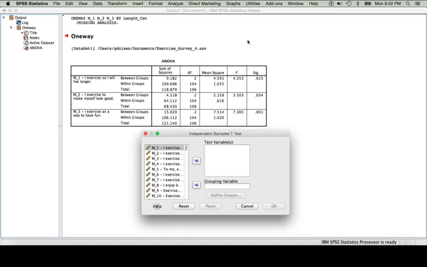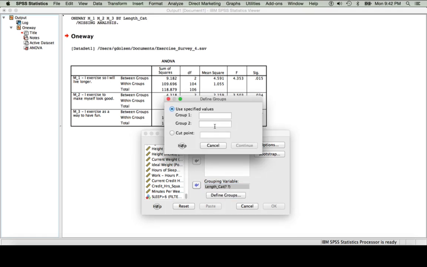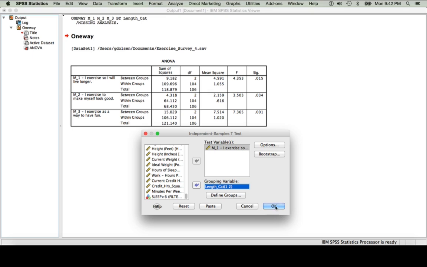Let's just do it for M1, "I exercise, so I'll live longer." And our grouping variable in this case is going to be still the category based on total amount of exercise, the length cat. And this is where I have to define my group. So low was 1 and moderate was 2 in terms of how we coded it. And I'll hit OK.